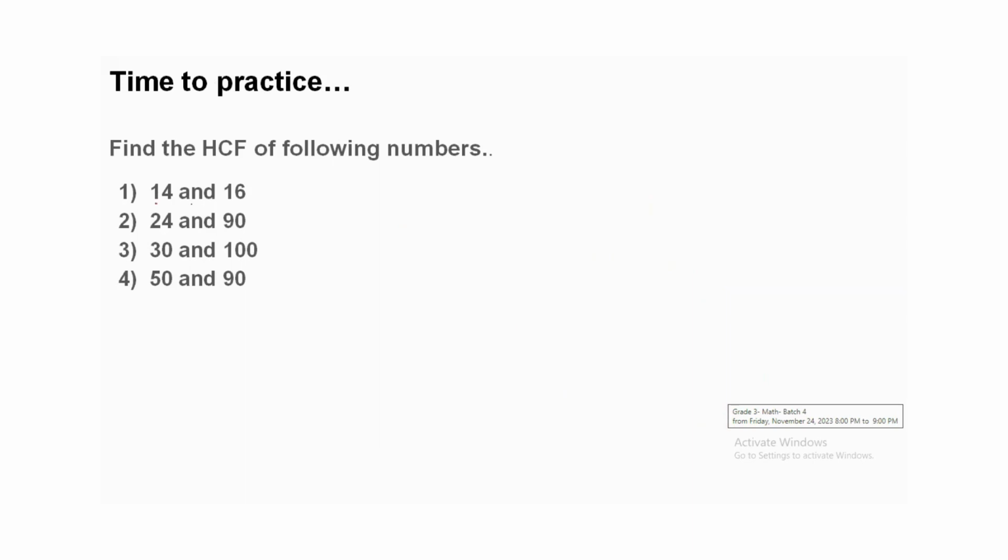Now we can take one example. You can see one example is 14 and 16. We need to find the HCF of 14 and 16. So what we will do: the smallest number is 14, so that will be our divisor, and the bigger number is 16, so that will be our dividend. So we need to make a division. 14 times 1 is 14, and 2 is remaining, correct?